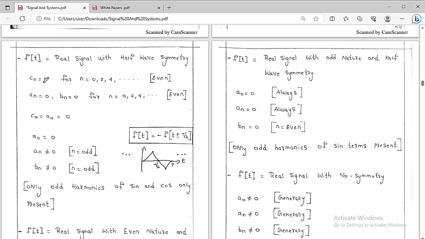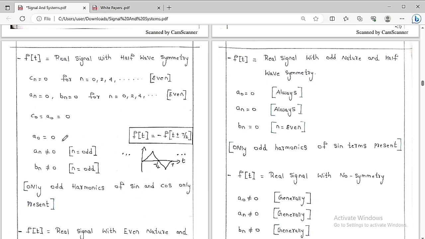And if Cn is equal to 0, where Cn is nothing but an by 2 minus j bn by 2, then by comparing the real part and imaginary part, we can say an is equal to 0 and bn is also equal to 0 for the even values of n, which is 0, 2, 4 and so on. If you substitute n is equal to 0, C naught is also equal to 0. C naught is nothing but A naught, so its value is also 0. So from this, A naught is equal to 0, An is not equal to 0 for n odd, and Bn is not equal to 0 for n odd.